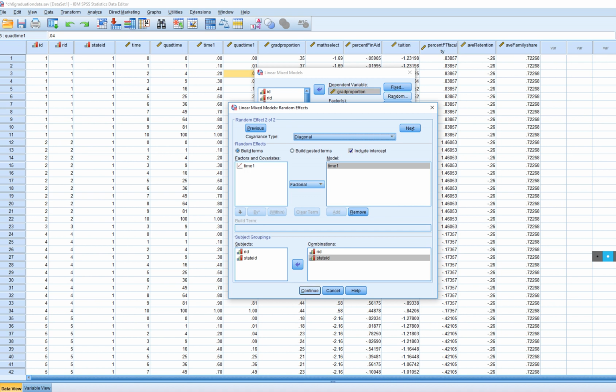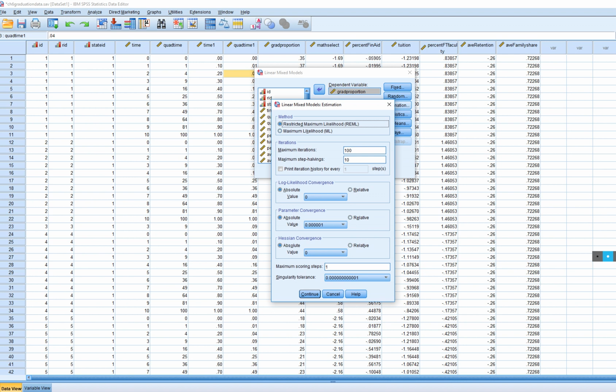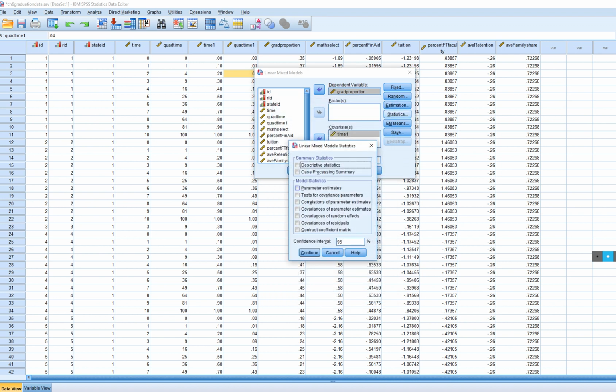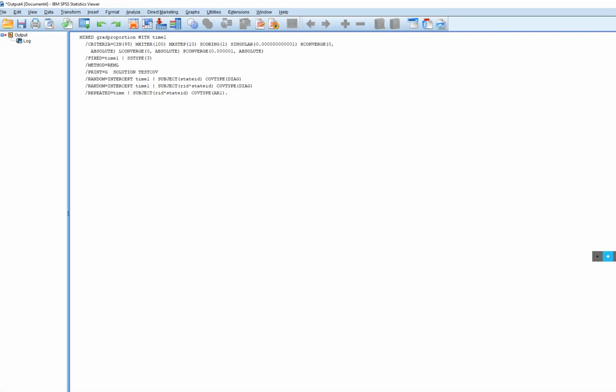So now when we click on continue, under estimation we'll stick with the restricted maximum likelihood and just remain true to Heck et al.'s presentation, and click on continue. Under statistics we'll ask for parameter estimates, tests of covariance parameters, covariance and random effects, click on continue, and then on OK.